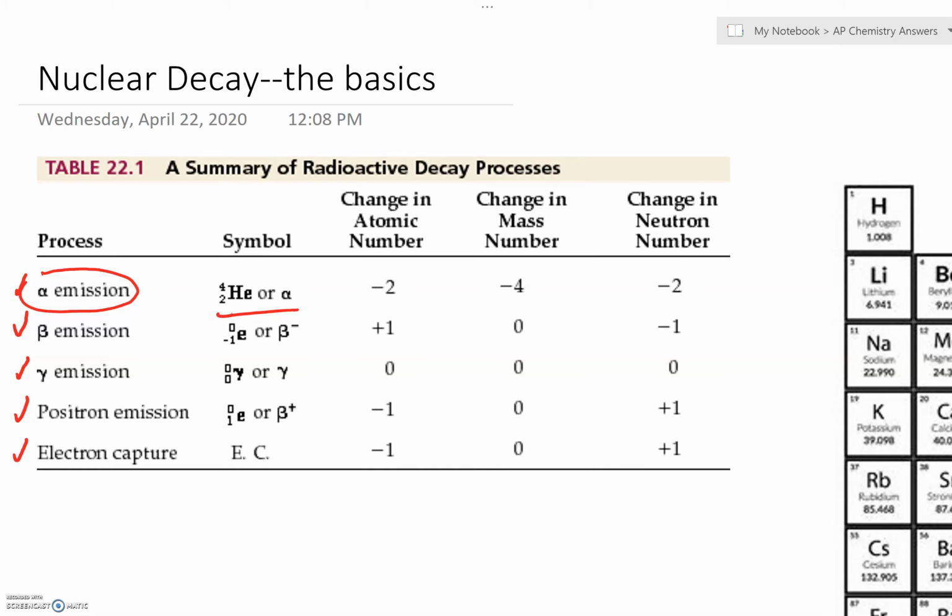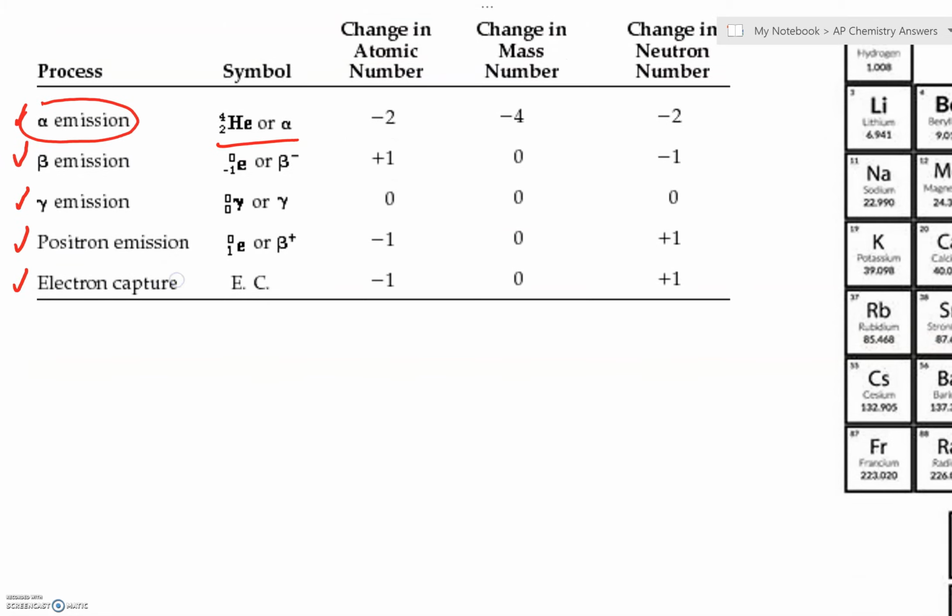We also have something called a positron emission, which is exactly the opposite of a beta emission. We'll get to what they look like in a little bit. And finally, something called electron capture. All right? So you want to try to keep these as straightforward as you can.